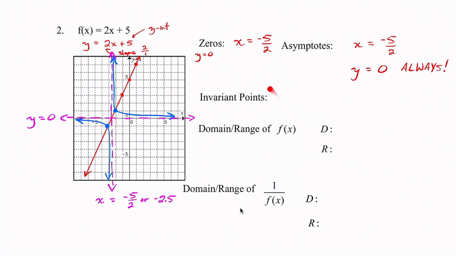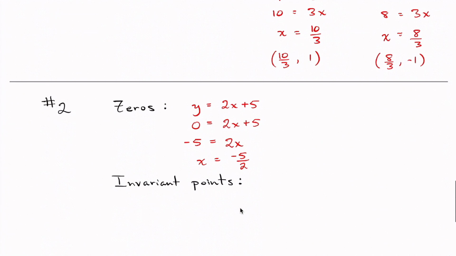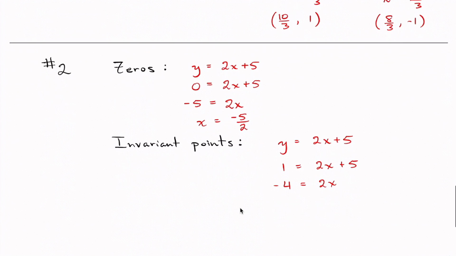Next, we can find our invariant points. That's when y was equal to a +1 and a -1. So we're going to take our function and set it equal to a +1 and a -1. Again, I'm just going to do that down below here. So our function is y equals 2x plus 5. Then I'll change it into a +1 here first and solve that. So subtract 5 from both sides. Get -4 equals 2x. And then divide both sides by 2. So we get x equals -2. So that was for the +1.